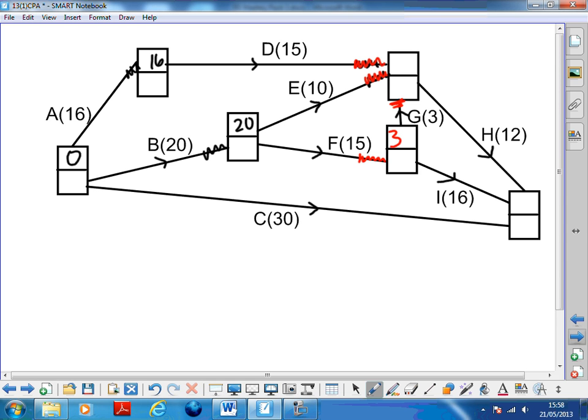20 add 15 is 35. Now we can do the one above. 3 things going in. 35 add 3 is 38. 16 add 15 is 31. 20 add 10 is 30. So the biggest one is 38.